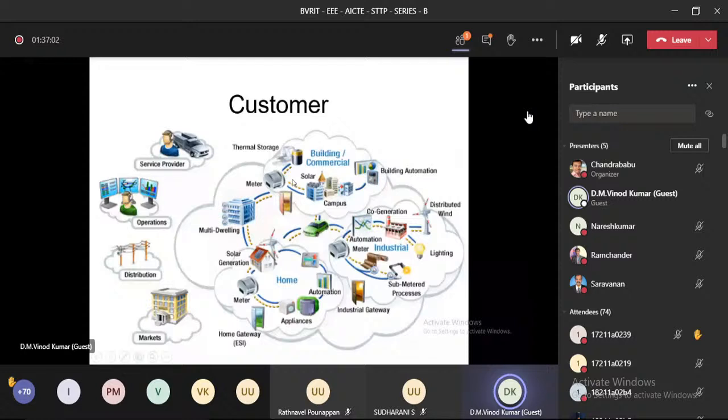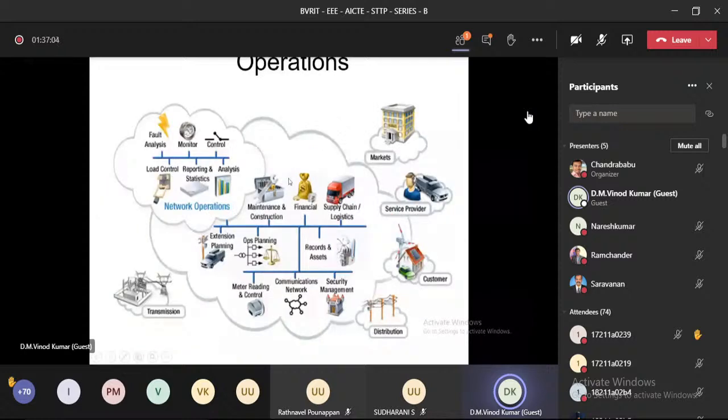From the operations point of view, we will have network operations, as well as maintenance, financial, as well as supply chain logistics, etc. Reading, and several things will come with the operations point of view. If you see the network operations in this one, we will have fault analysis, monitoring and control of the load, control, reporting and statistics and analysis.